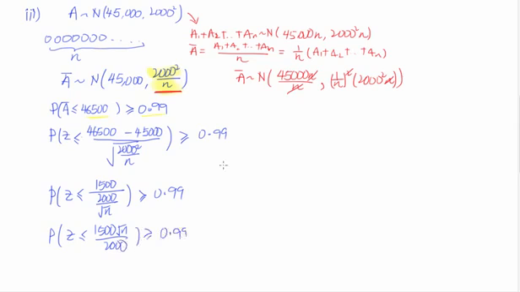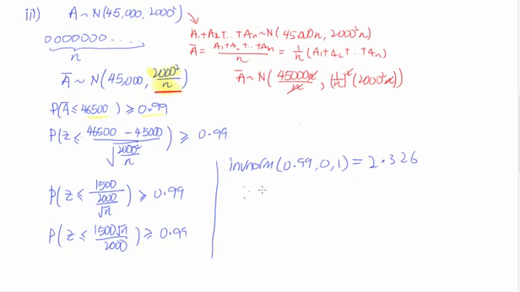So we get this. Going to our GC, because it's already in the left bound area, this is what we're going to key in: inverse norm. Of course 0.99 being the area, the mean will be 0, variance will be 1 because it's a standard normal distribution. So we will get the answer of, let me see, 2.326. I think this is good enough.